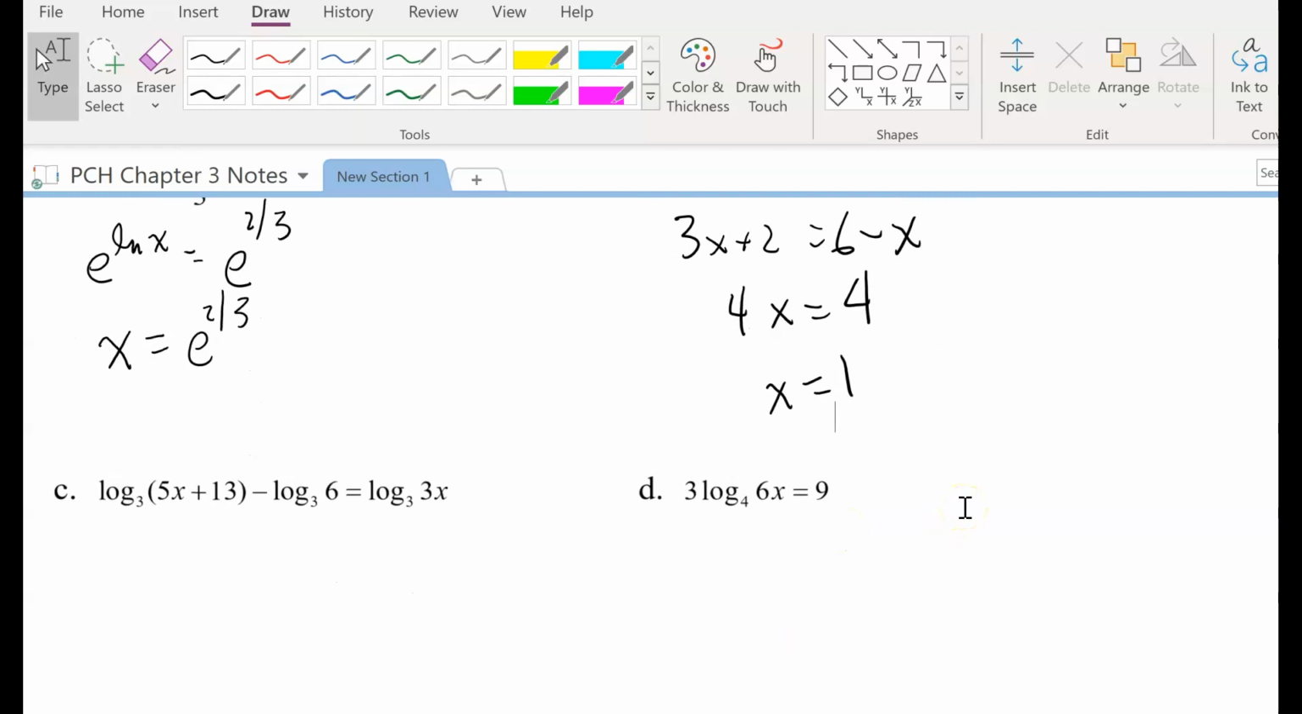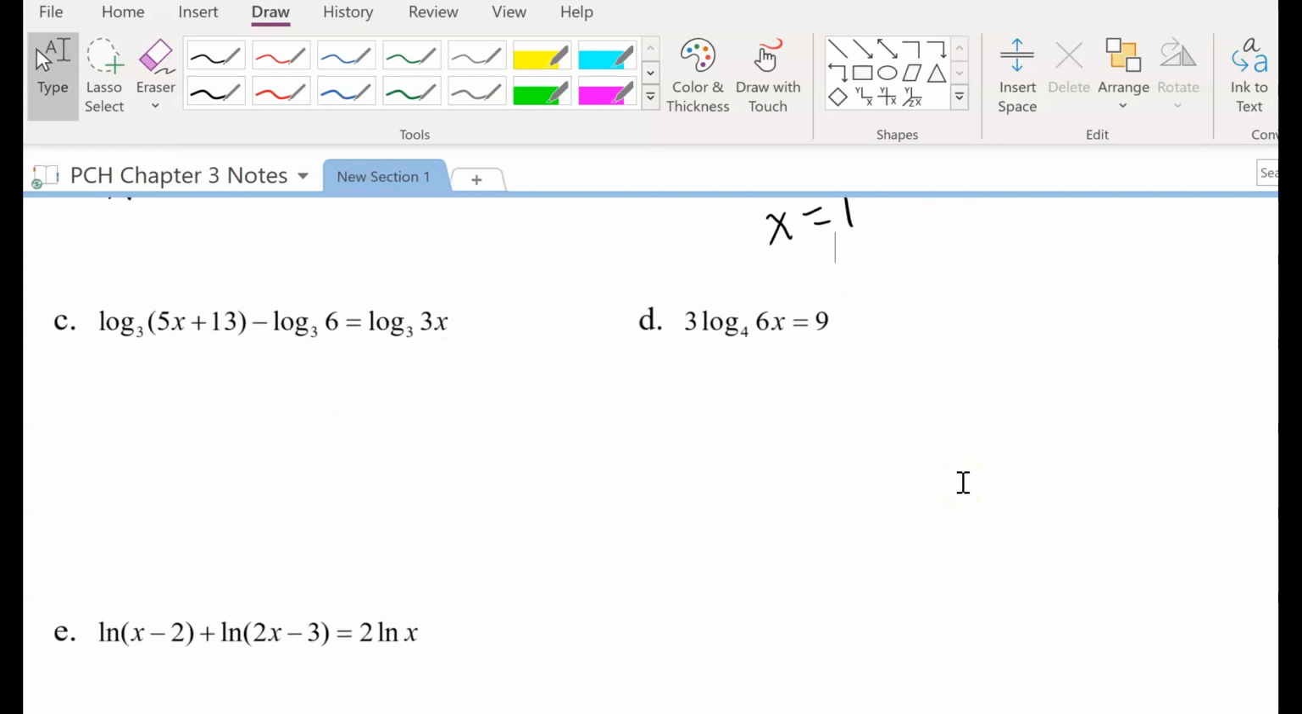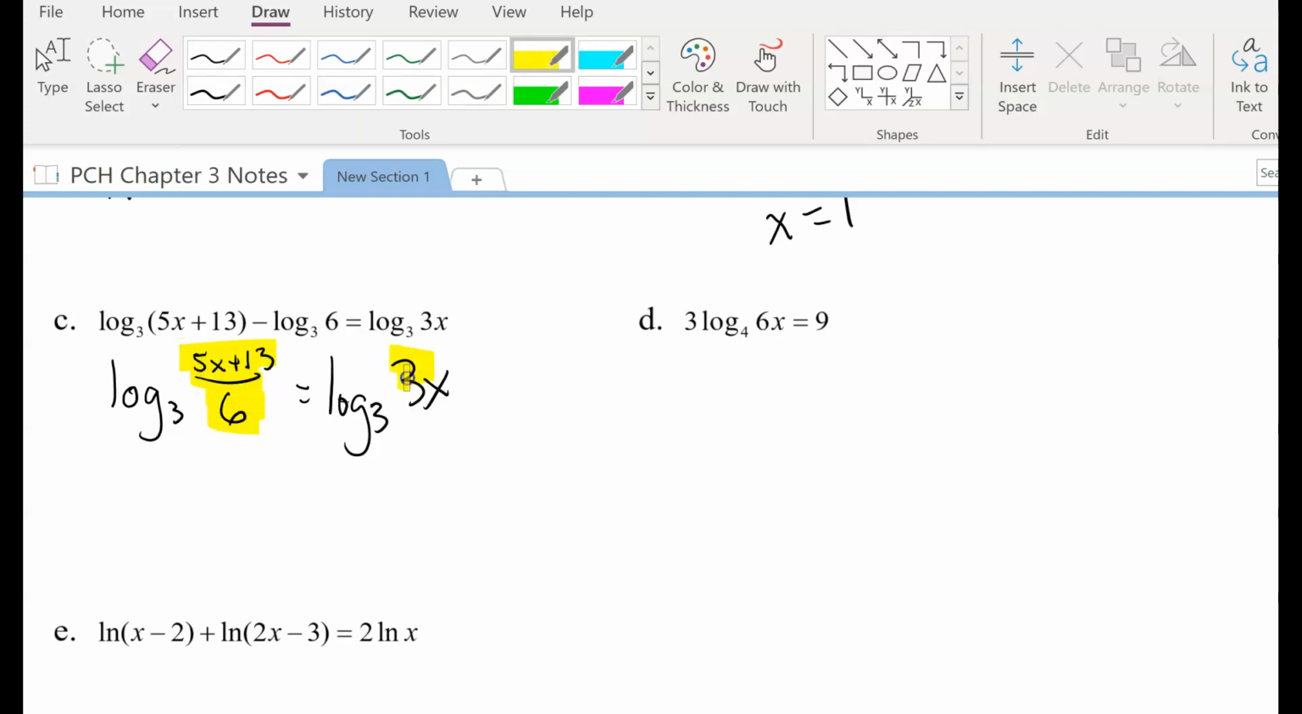Alright, moving on to part C. So we have all log base 3's, but I need to have a single expression on both sides. So I'm going to use my log properties to combine this into a single log. So I've got the log base 3 of 5x plus 13 over 6 is equal to the log base 3 of 3x. Now I can take these and set them equal to each other.